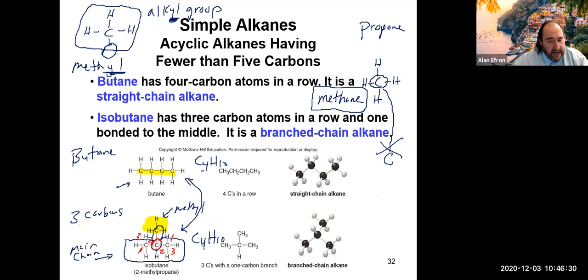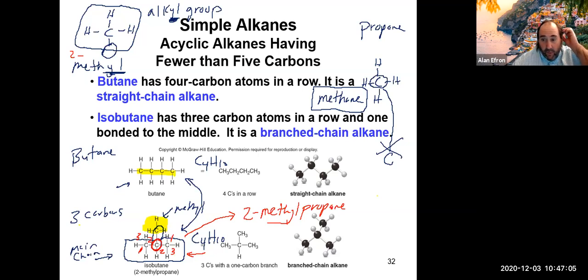That group is attached at carbon number 2. So putting all those things together, the name of this guy that I've now scribbled all over is called 2-methylpropane. The 2 means that the methyl group is at carbon number 2. Propane is our longest carbon chain, and this is what is referred to as 2-methylpropane. Any questions on how we got to that name?